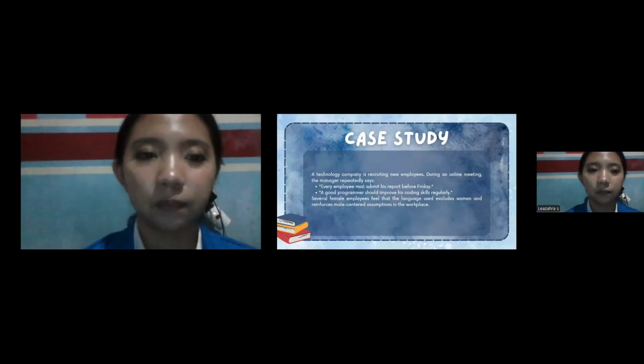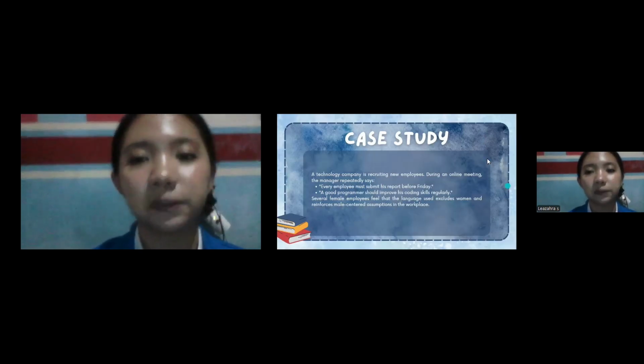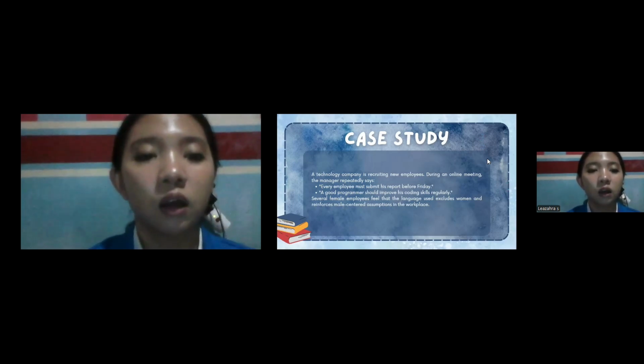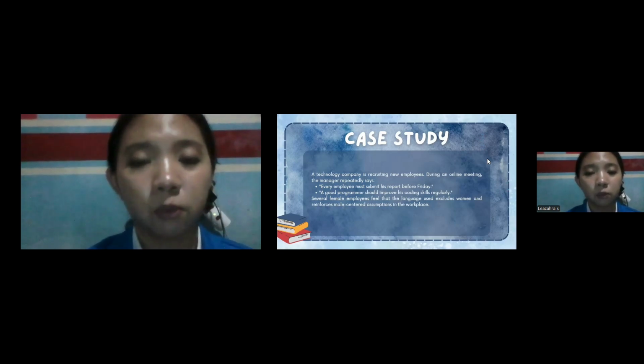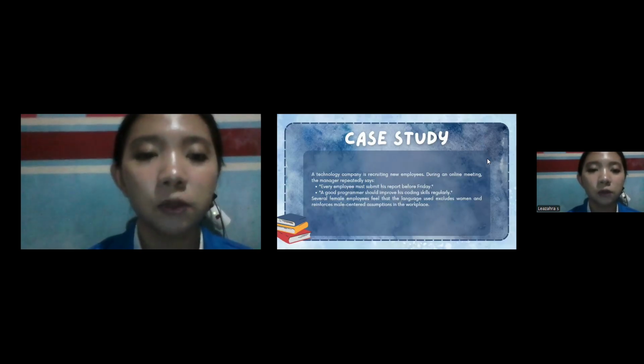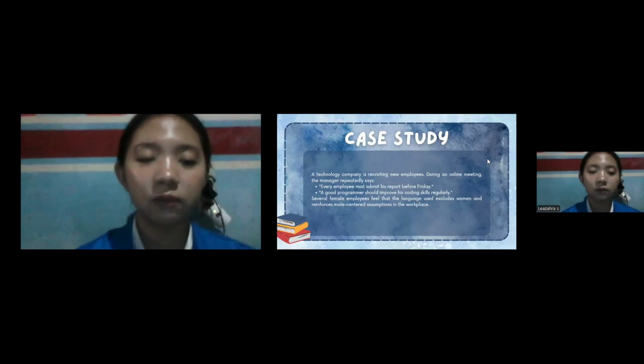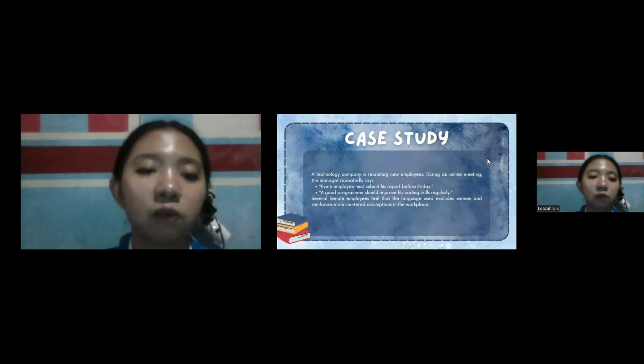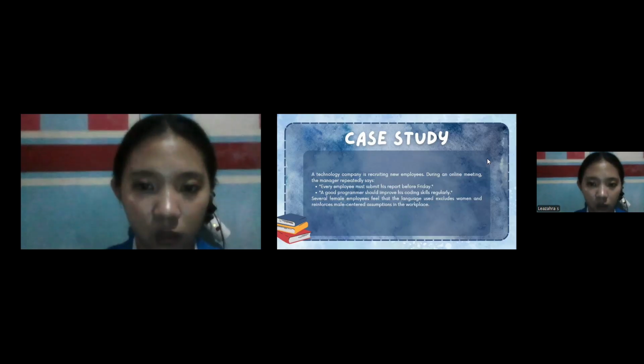Case study. A technology company is recruiting new employees. During an online meeting, the manager repeatedly says, every employee must submit his report before Friday. A good programmer should improve his coding skills regularly. Several female employees feel that the language used excludes women and reinforces male-centered assumptions in the workplace.